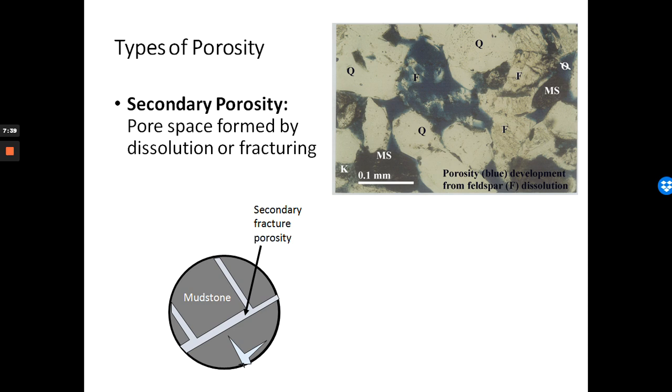Okay, so all of this happens after deposition. So we call it secondary porosity. For example, you can have pore space which is formed by dissolution or fracturing.